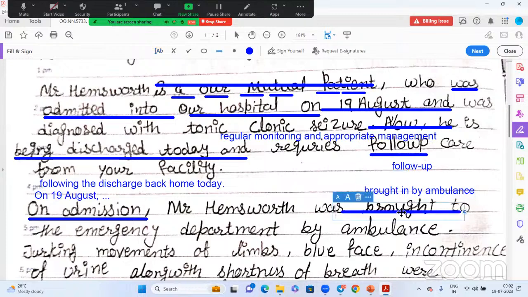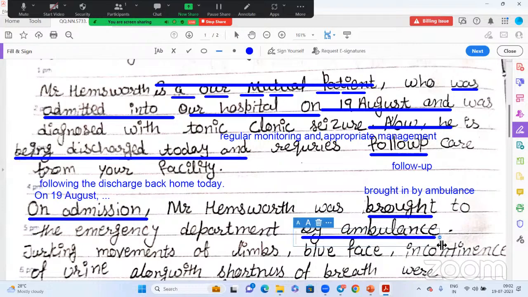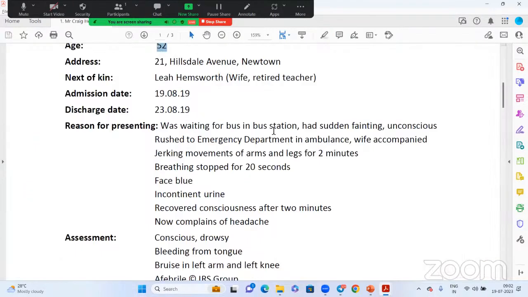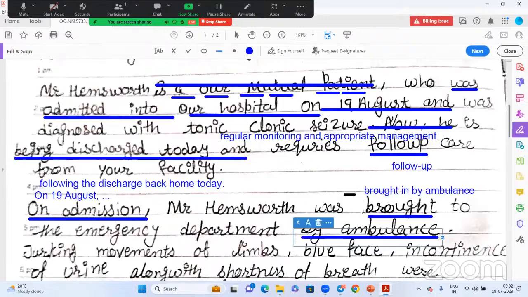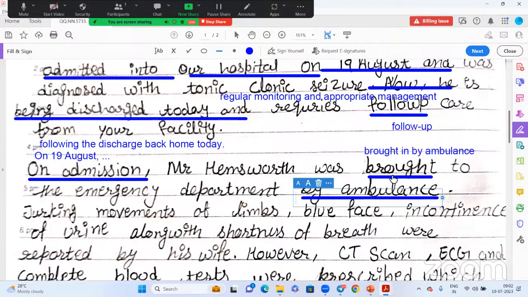Don't break this thing. Brought in by ambulance, BIBA. So you can write it together. Brought in by ambulance, it makes a special wording. See here: rushed to the emergency department in ambulance. We call it BIBA, capital letters, brought in by ambulance. Next one.